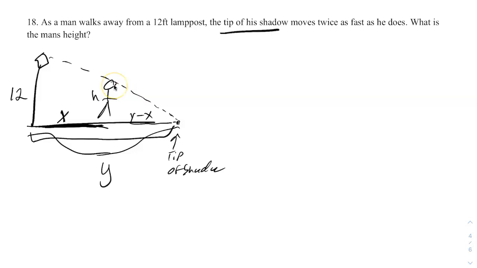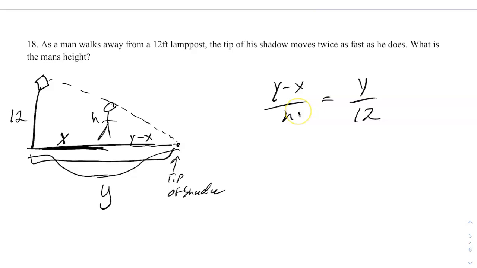Okay, so how do we solve the problem? We set up a proportion. Like we always do, we do this guy over this guy. So we're going to do y minus x over h. On this side, we're going to do the whole triangle, which would be y over 12. Oh, I just realized I haven't set up our given or want. So let's talk about our given and what we want.